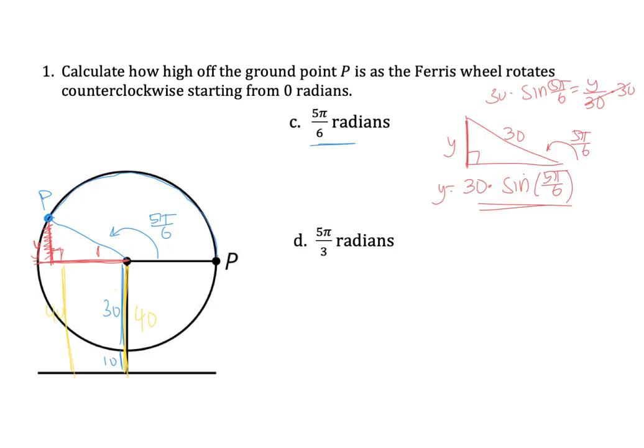So in the end, point P would be this distance off the ground, which is the yellow portion, which is 40, and then adding this red portion right here, which we just said would be 30 times sine of 5 pi over 6. Well, sine of 5 pi over 6 is what? Sine of 5 pi over 6 is 1/2. So 30 times 1/2 is 15. So 40 plus 15 is equal to 55. So that would have a distance of 55 feet above the ground.